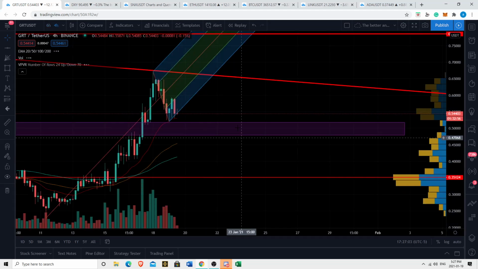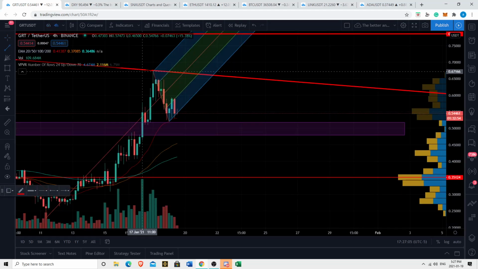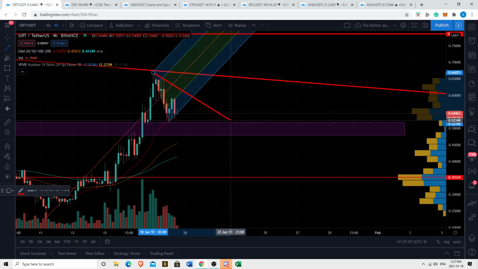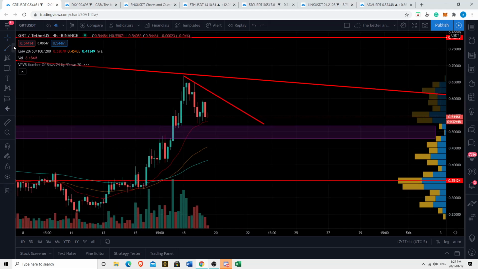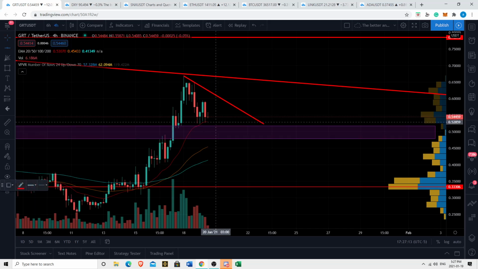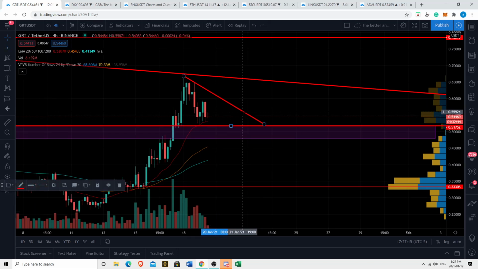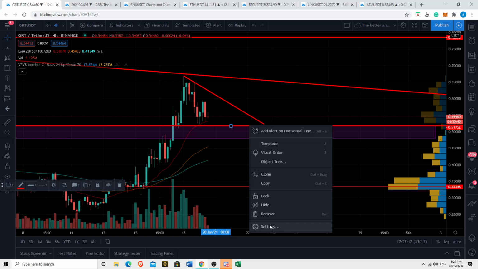Another thing to note as well, I think we're forming kind of like a descending triangle here. So whatever way we break out of this thing, I think we're likely to trend in that direction.